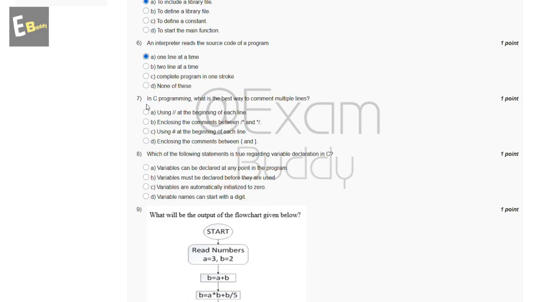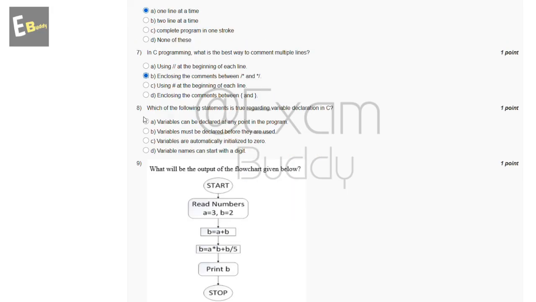Now the seventh question is, in C programming, what is the best way to comment multiple lines? These are the options: using // at the beginning of each line, enclosing the comment between /* and */, using # at the beginning of each line, enclosing the comment between curly braces. The answer of the seventh question is B, enclosing the comments between /* and */.